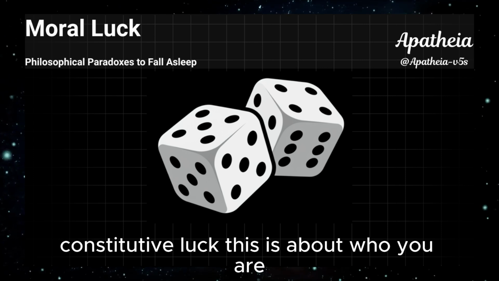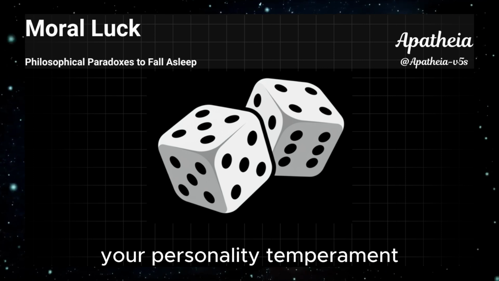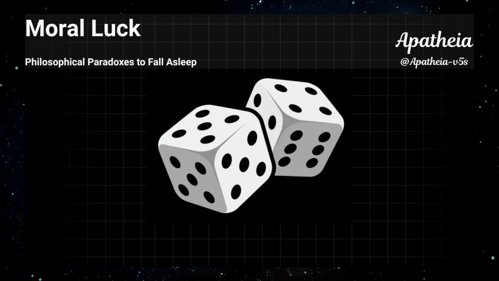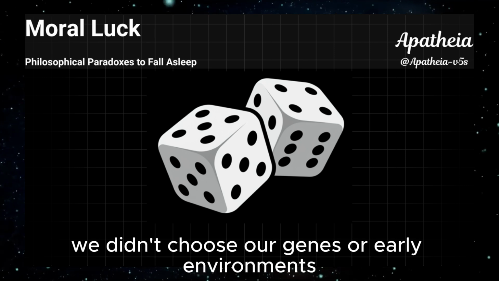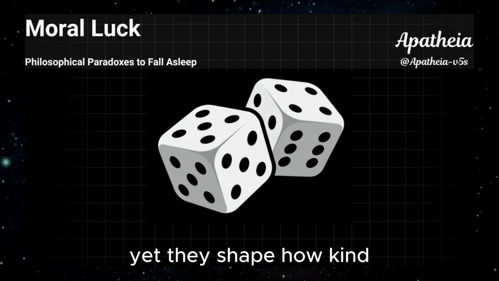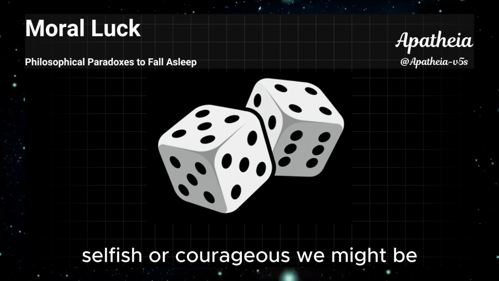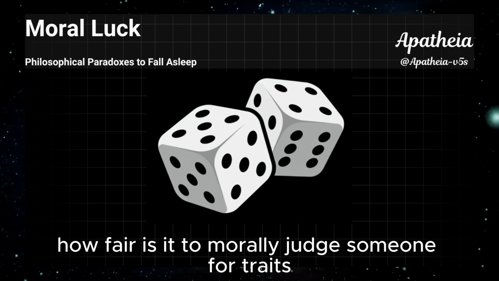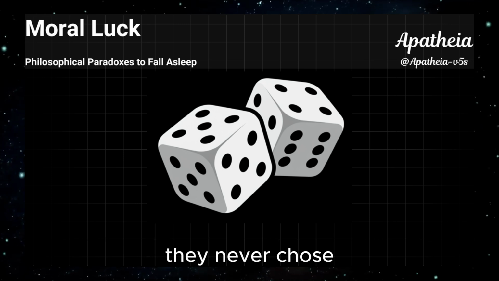Constitutive luck. This is about who you are, your personality, temperament, even your impulses. We didn't choose our genes or early environments, yet they shape how kind, selfish, or courageous we might be. How fair is it to morally judge someone for traits they never chose?